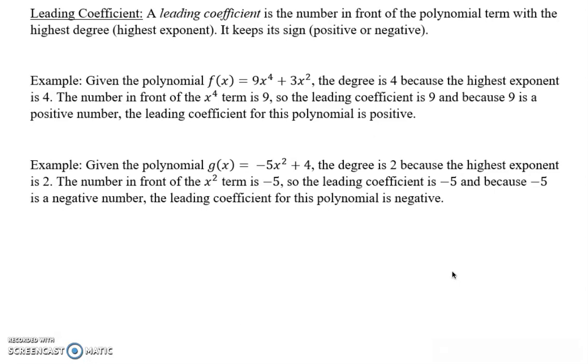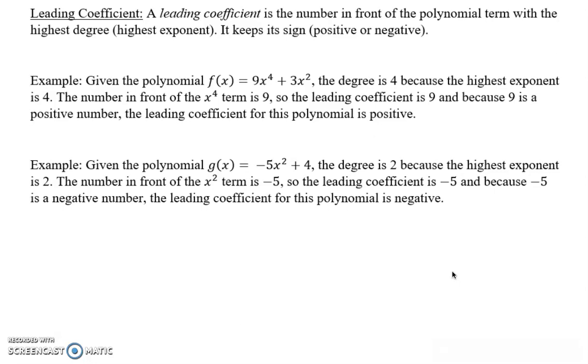So the first one, given the polynomial f of x equals 9x to the 4th plus 3x squared, the degree is 4 because the highest exponent is 4. The number in front of the x to the 4th term is 9, so the leading coefficient is 9, and because 9 is a positive number, that's the key here, we're looking for whether it's positive or negative. Because 9 is a positive number, the leading coefficient for this polynomial is positive.